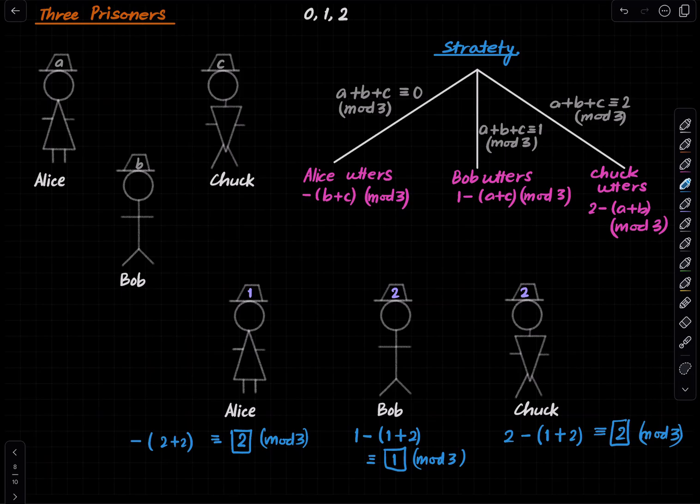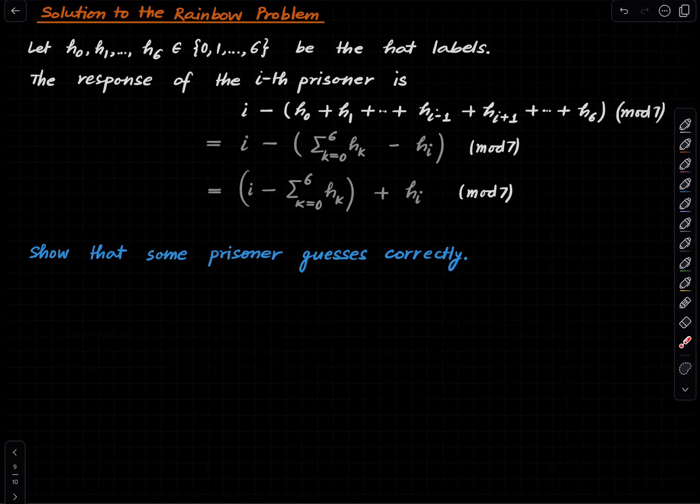Okay, so I hope this was clear. And now you can complete the solution for the rainbow problem. This is the solution for the rainbow problem. Don't read it. Write it down yourself. It's the same simple generalization of what we just learned. In fact, 7 is not a magic number. If there were n prisoners, you can still solve it. The same solution works.